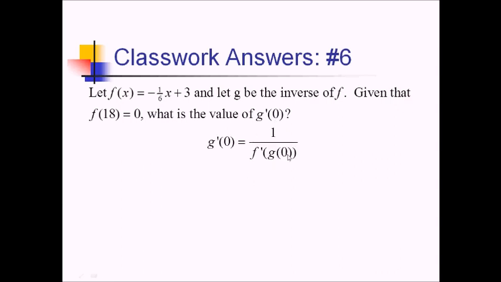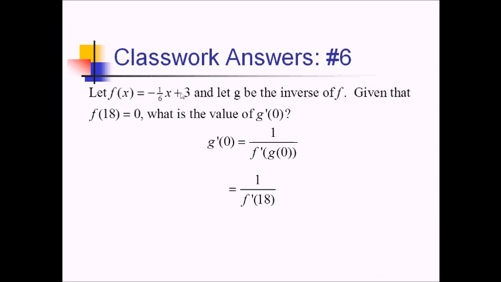And then g of 0, well, that's just the input to the f function when the output is 0. We see here that when the input is 18, the output is 0, so that means g of 0 must be the input here, 18. So we've got 1 over f prime of 18.